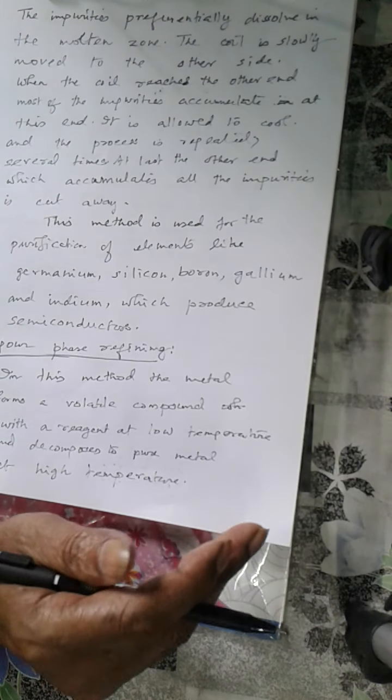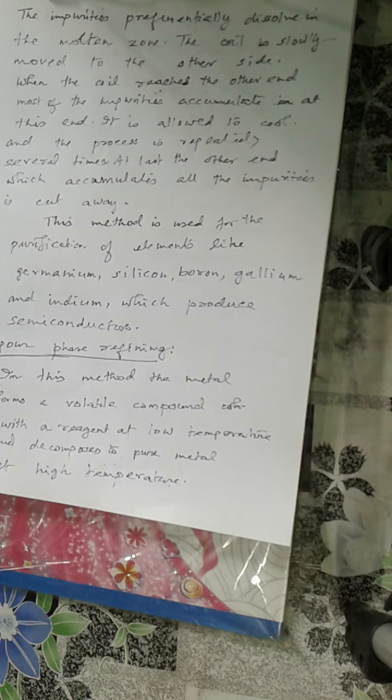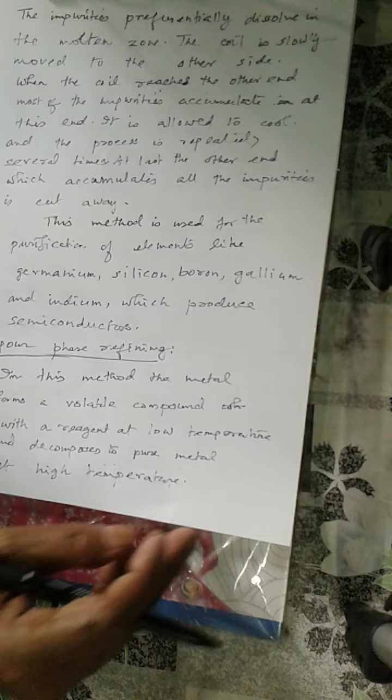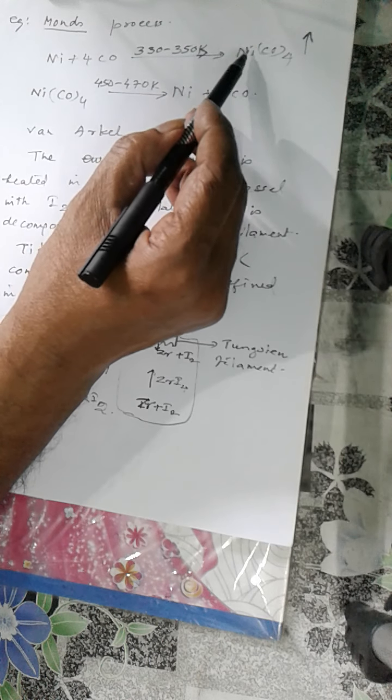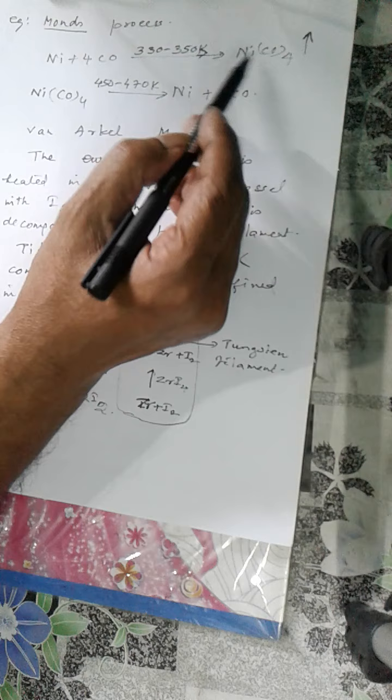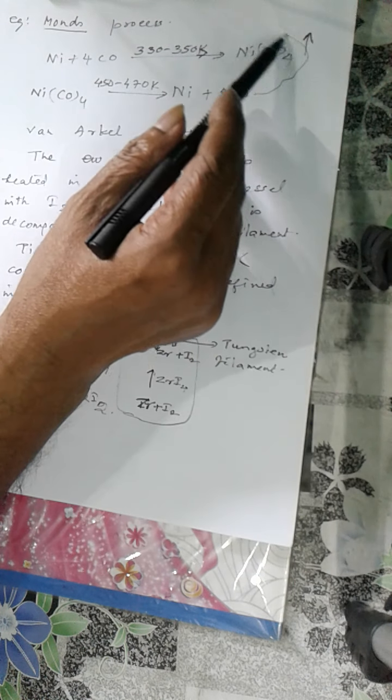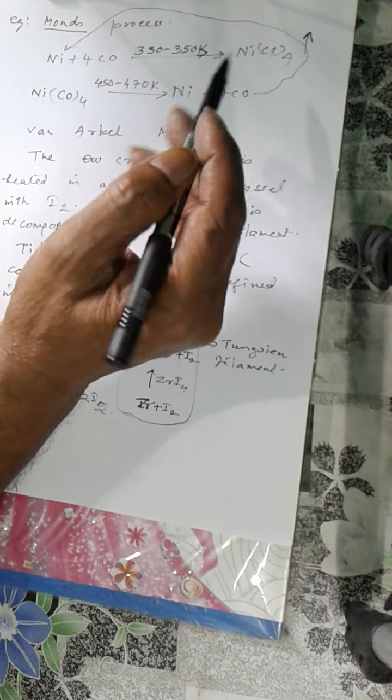Now vapor phase refining. Now here the principle is that the metal alone will form a volatile compound with a reagent at low temperature, which will decompose to the pure metal at high temperature. Now there are two processes, called Mond process, where nickel is purified by Mond process at 330 to 350 Kelvin. Nickel reacts with carbon monoxide and we get Ni(CO)4, nickel tetracarbonyl. It's a volatile compound, and this nickel tetracarbonyl is decomposed at high temperature, 450 to 470 Kelvin, to nickel and carbon monoxide.